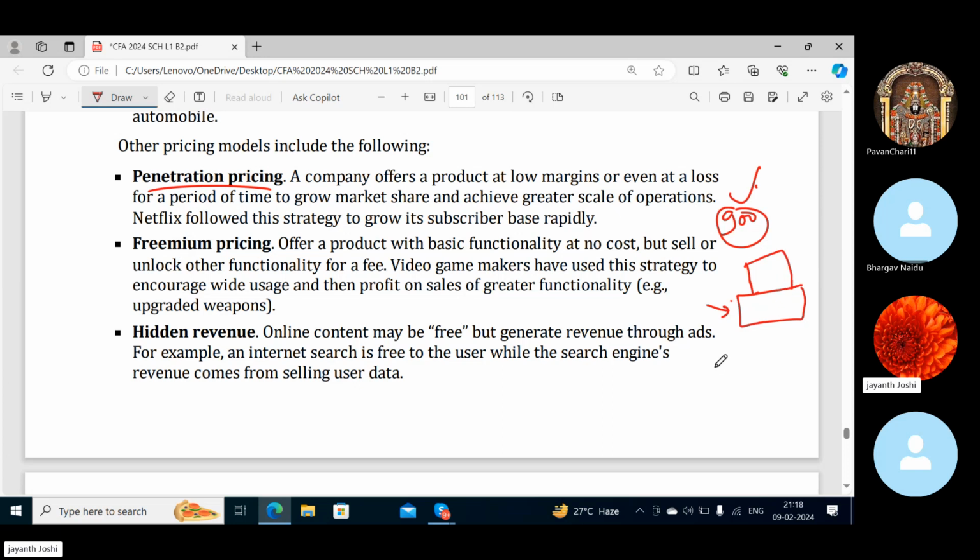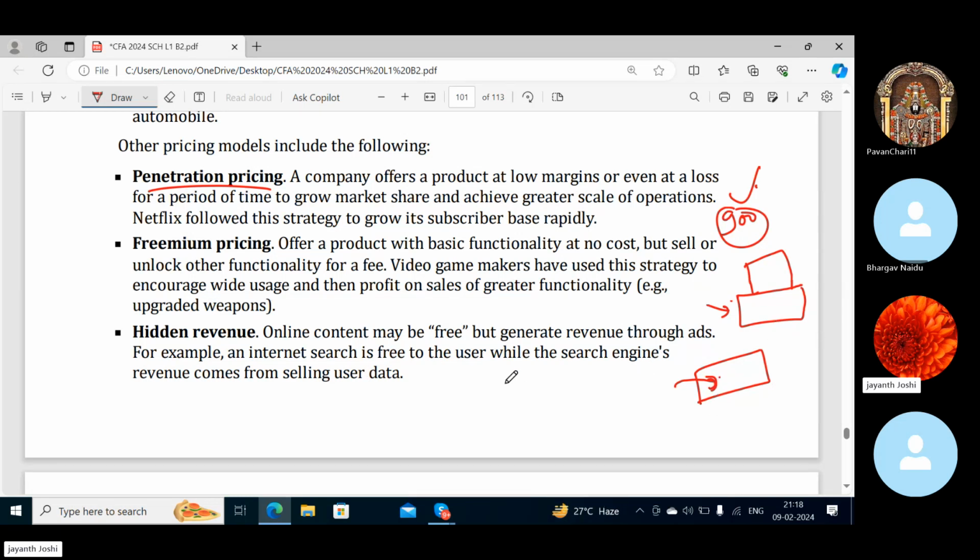So freemium pricing is like Windows gives you a laptop or a computer and they install all the software in that. Again, antivirus and extra things you should be buying for making your computer safe or secured. Okay, so this is what they do.